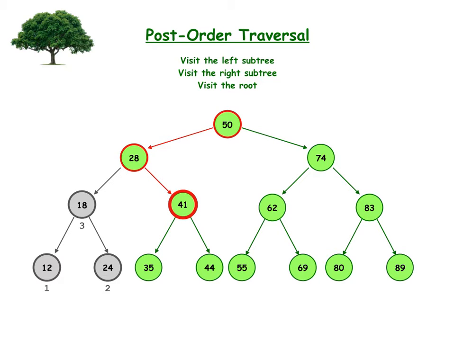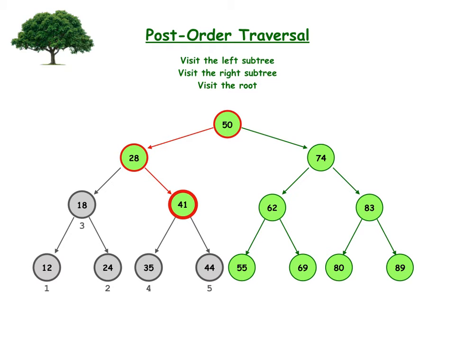Now we're at 41. Before we can visit 41, we must visit 41's left subtree. We're at 35. 35 has no left subtree. It has no right subtree. Thus, we can visit 35. We come back up. Before we do anything to 41, we must go to the right. 44 has no left. It has no right. Thus, we can visit node 44. We're done with that. We come back up.